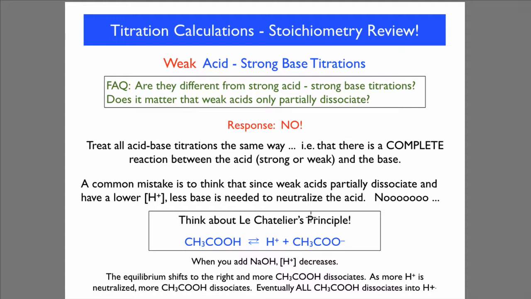Let's think about Le Chatelier's principle. You've got ethanoic acid, a weak acid, in equilibrium with the hydrogen ion and the ethanoate ion. When you add sodium hydroxide, the concentration of the hydrogen ion decreases. The equilibrium will shift to the right, and more ethanoic acid will dissociate. As more hydrogen ions are neutralized, more of this dissociates. Eventually, all of the ethanoic acid will dissociate as this gets mopped up.